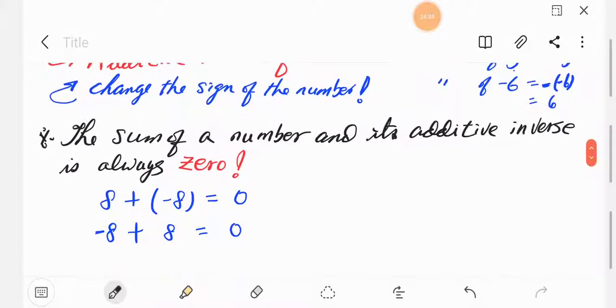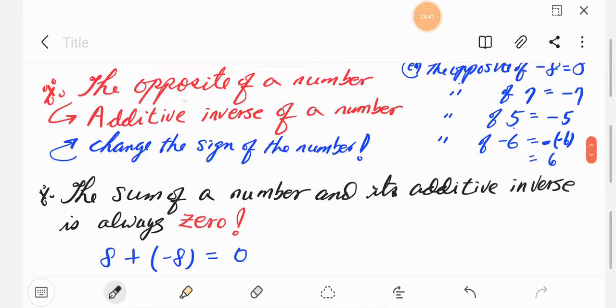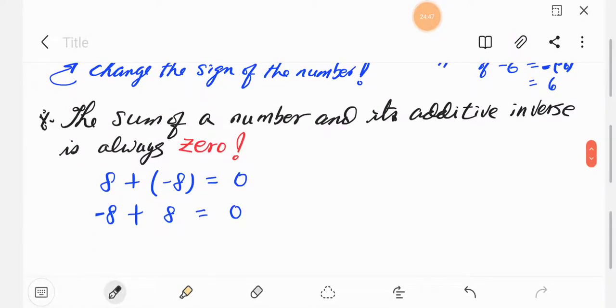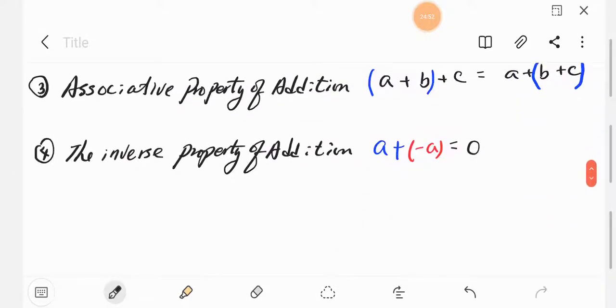Do you remember this? The sum of a number and its additive inverse, or the opposite of that number, is always 0. So this is the inverse property of addition. Or negative A plus A, then the result is 0, right? So you are adding two numbers with different signs, then the result is 0. We call this the inverse property of addition.